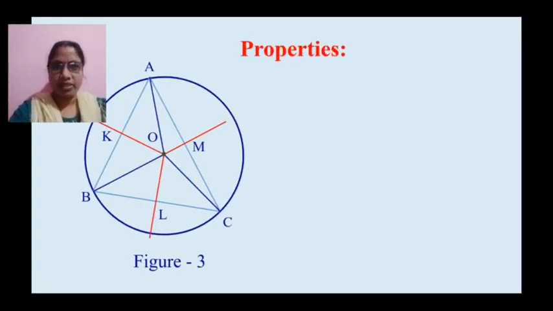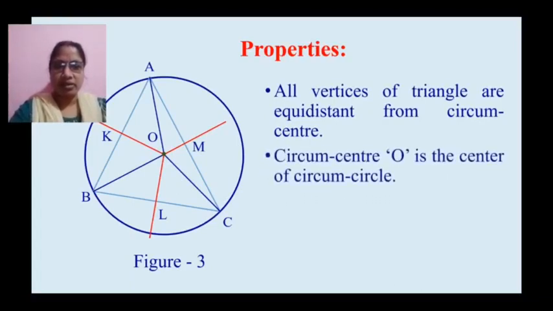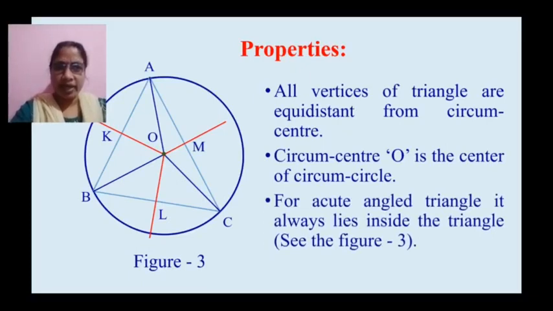Then properties. All vertices of a triangle are equidistant from the circumcenter. Circumcenter O is the center of the circumcircle. For an acute angle triangle, it always lies inside the triangle. See figure 3. Here the circumcenter O lies inside the triangle ABC.